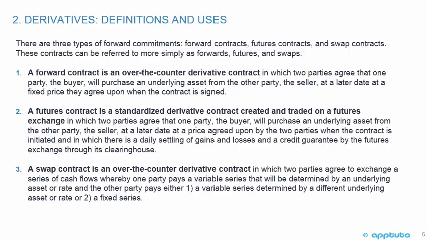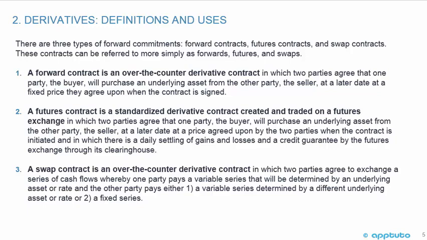A forward contract has counterparty risk, but a futures contract has a credit guarantee by the exchange through the clearinghouse. Okay, in a forward contract there are no transfers of money during the life of the contract, but with a futures contract, there is daily settling of gains and losses. So these are some of the differences, compare and contrast, between a forward contract and a futures contract. It's important to be up to speed on them, okay?